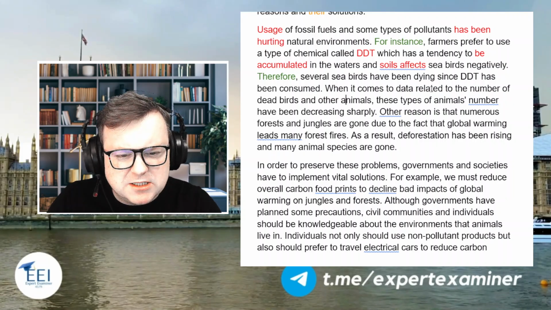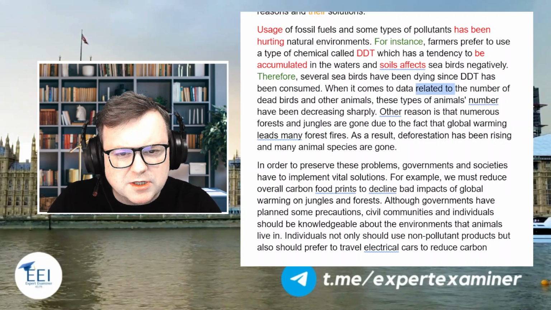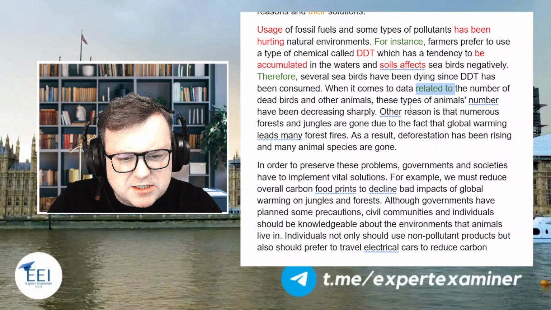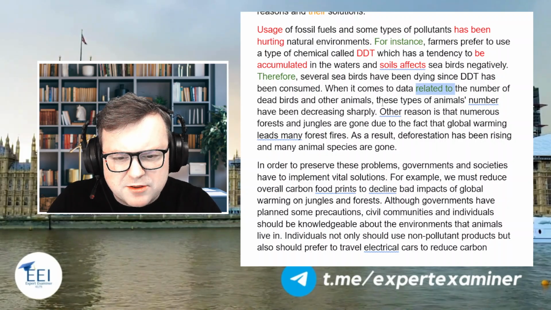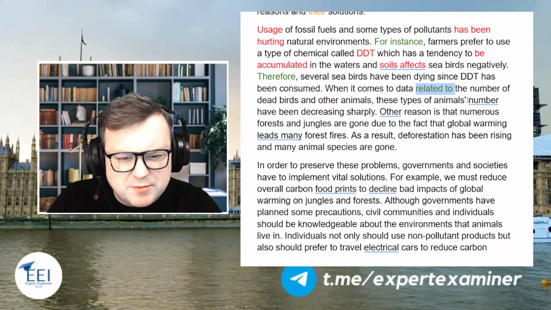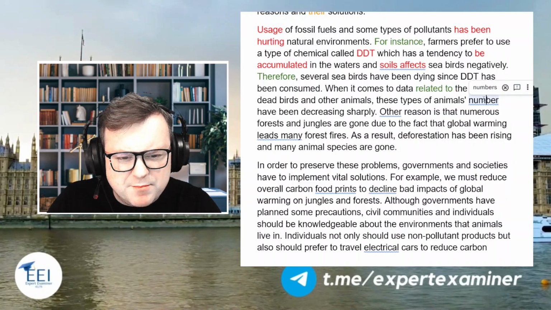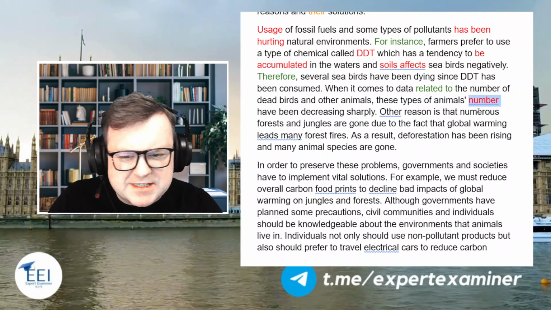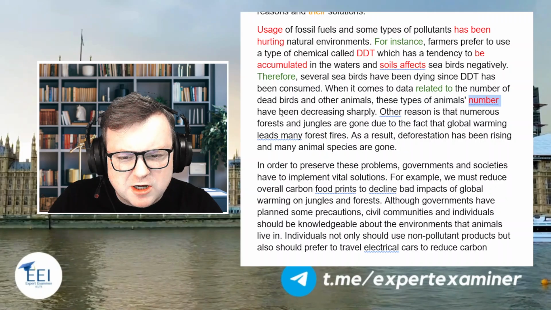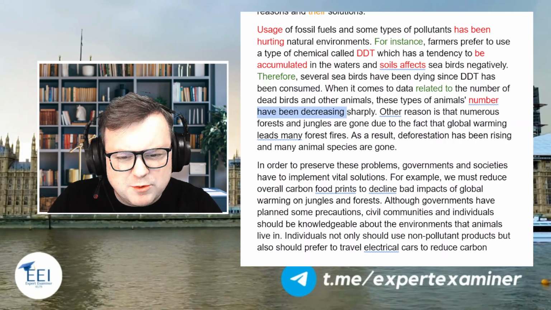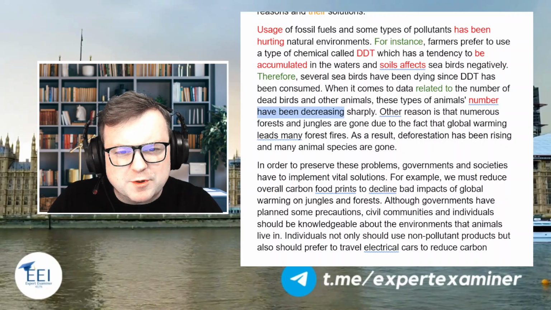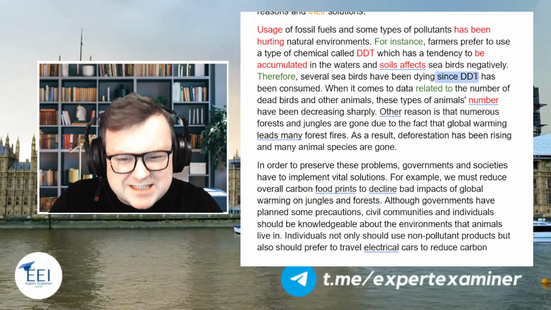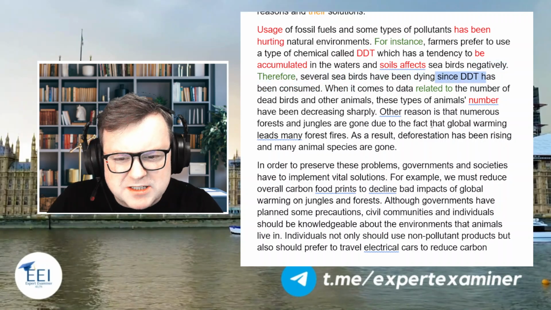When it comes to data related to, I like this, related to, nice reduced passive relative clause. When it comes to data related to the number of dead birds and other animals, these types of animals' numbers have been decreasing sharply. Again, I want some time reference for this present perfect continuous. I don't know. Maybe since DDT, since the days of DDT, perhaps.